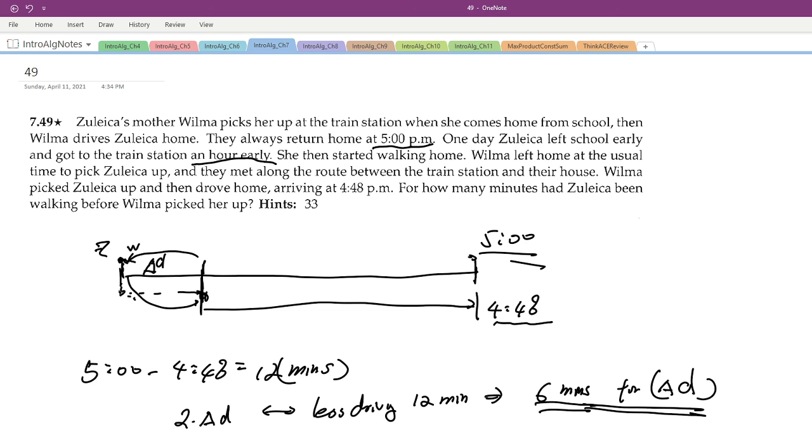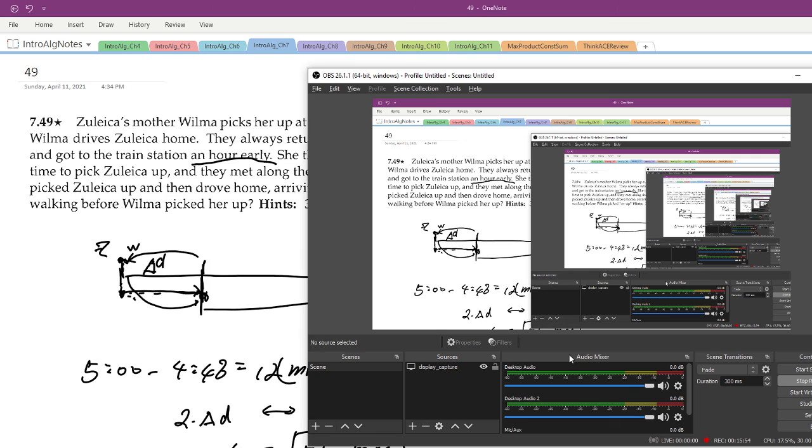Which means Z already walked for 60 minutes minus the 6, which is 54 minutes. So the answer is 54 minutes. Okay, so that wraps up all the challenge problems for this chapter. Thank you.